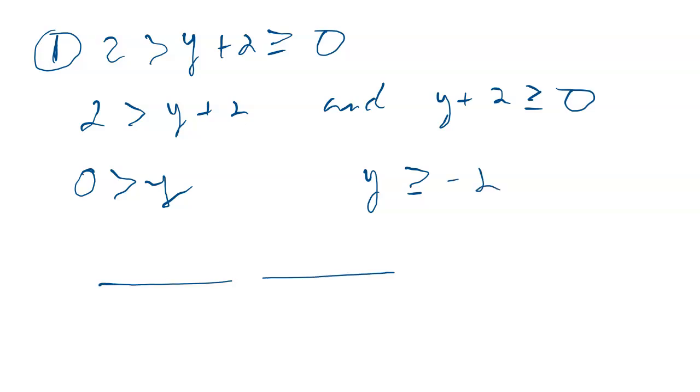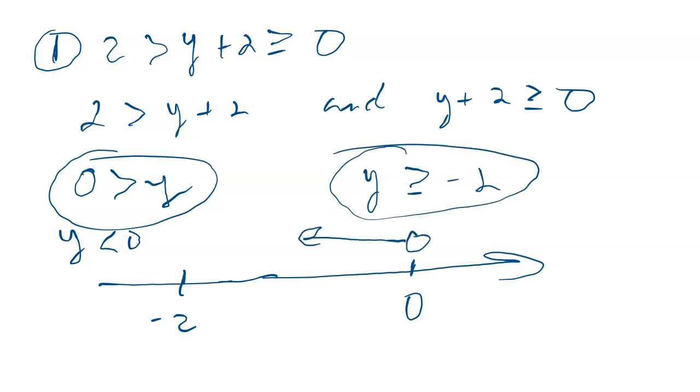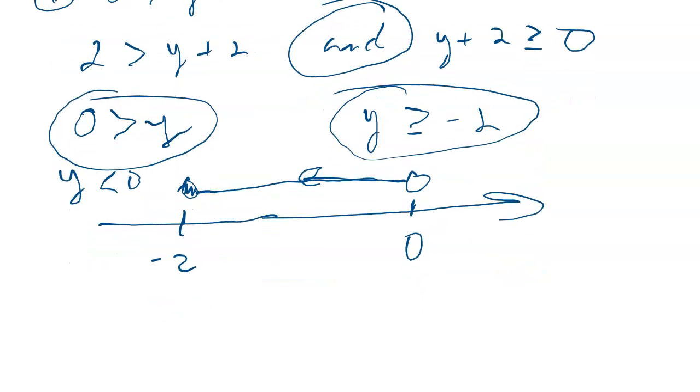Let's see, we want to graph our solution set. So here's negative 2, here's 0. On this one, we want y values that are less than 0. All right, this way looks weird. Y values less than 0, okay, so that direction. And we want y values that are greater than or equal to negative 2, so we want this direction. And this is an and statement, so it's a conjunction versus a disjunction. So we want the things that intersect, the things that share. So we basically want all numbers between negative 2 and 0.